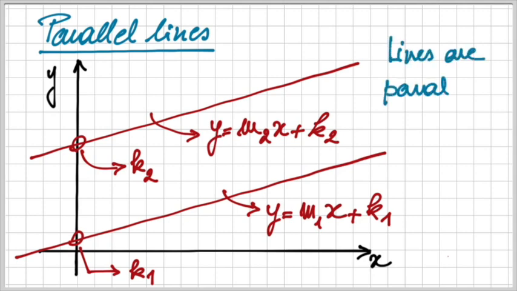Lines are parallel when the slopes are the same. So in this case, for those two equations to be parallel, it means that they have the same slope, and we could write the equation of the second line, the top line, y is m1x plus k2. So the slope element is always the same for parallel lines.